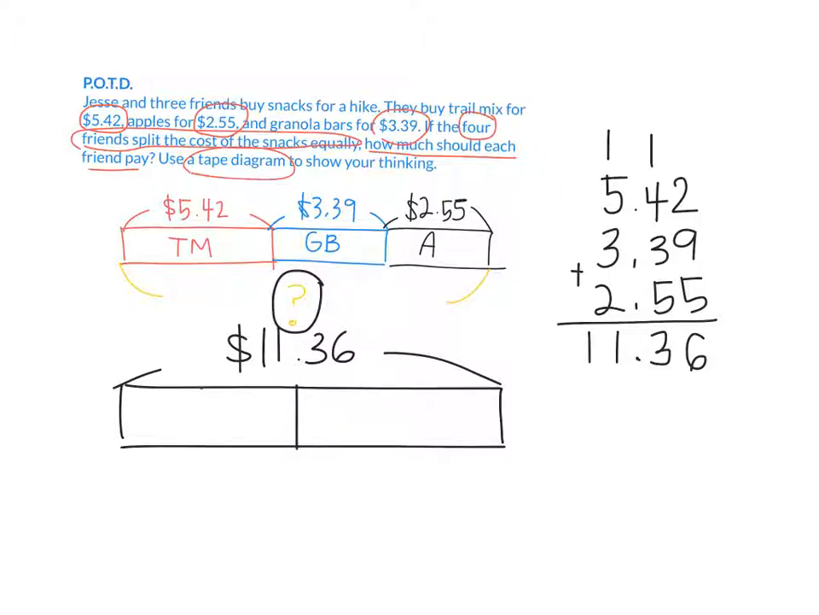I'm going to take that bar and divide it into 4 pieces. This is friend number 1, this is friend number 2, this is friend number 3, and this is Jesse, or friend number 4. We can show that we're trying to find how much one person needs to pay with that question mark. So how can I figure out the value of that question mark? Well, I have to take the total cost, $11.36, and I have to divide it by 4. Okay, very good. I'm going to write this on a new slide so I have more room.